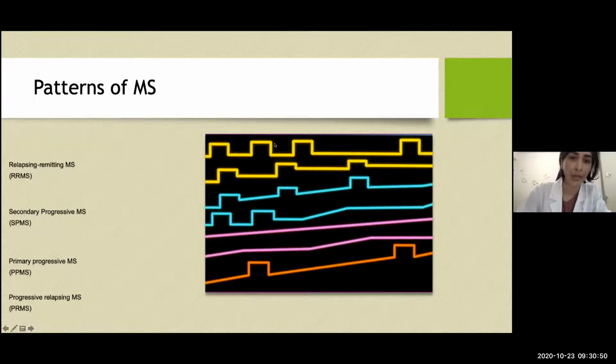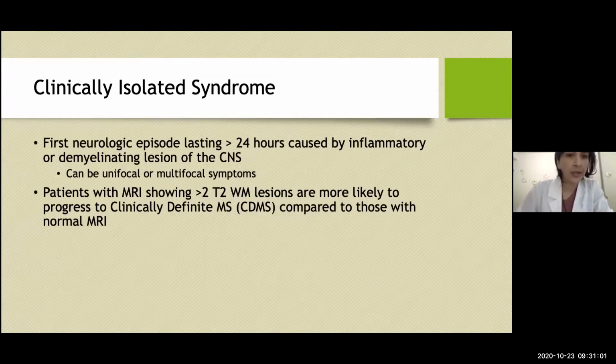So you can see how the disease course will be for the patient with the relapses. In case of relapsing remitting, you have the relapses and then remission and so on and so forth. Clinically isolated syndrome means the first unifocal or multifocal neurological episode lasting more than 24 hours due to inflammatory or demyelinating lesions of the CNS. Patients who have more than 2 lesions on T2 MRI are more prone to progress to clinically definite MS as compared to patients with normal MRI.